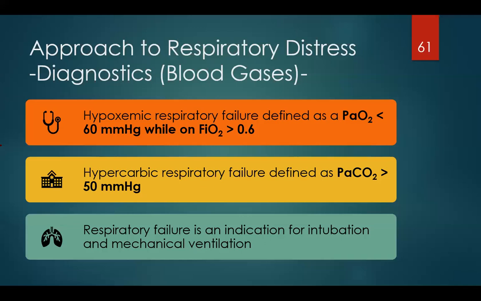Approach to respiratory distress, diagnostics, and blood gases. So hypoxemia, respiratory failure, is a definable term with a PaO2 of less than 60 millimeters of mercury, while the FiO2 is greater than 0.06. Hypercapnia or hypercarbic basically means lots of CO2. It is a pCO2 of greater than 50 millimeters of mercury.